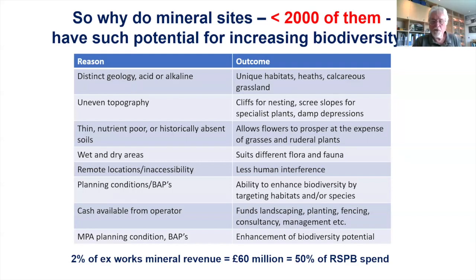Wet and dry areas I refer to suit different flora and fauna. They're often remote locations. You've not got much human interference. And then last, certainly not least, planning conditions. Sometimes planners will see this as an opportunity to create natural habitat in an area and put conditions on it. Cash available from the operator. Quarrying's a lucrative business, and they will be putting aside so many pence per ton. They work through the life of the quarry to restore it during and afterwards.